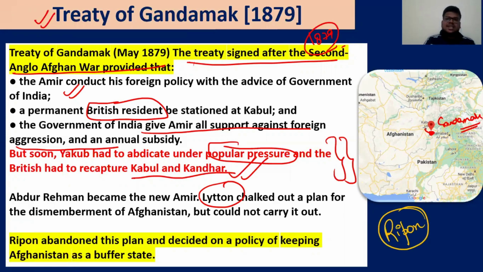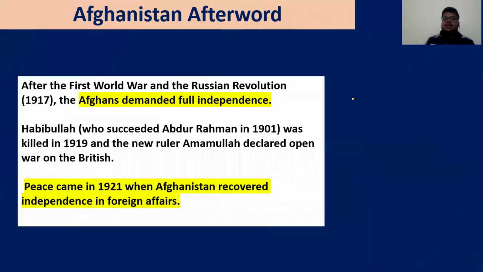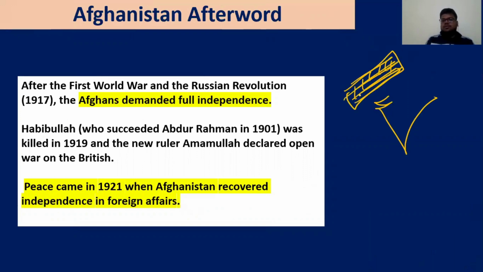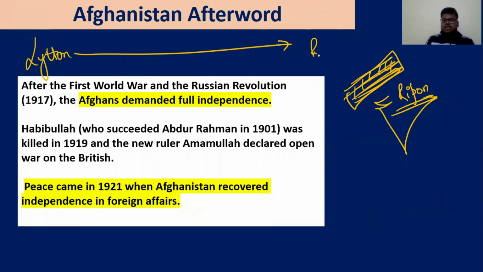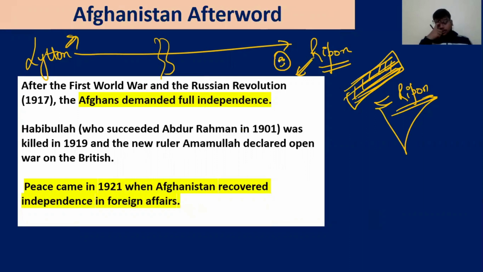Ripon again said that we need to maintain Afghanistan as a buffer. That's it. Just have a friendly relationship, no annexation, nothing we will do. This was under the policy of Ripon. You see a lot of changes of policy happen after Lytton to Ripon, which we will see when we talk about the British administration. Lytton was as reactionary as possible, while Ripon was really good for Indians, on a relative scale, obviously.